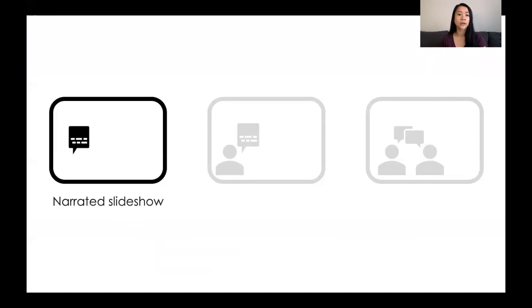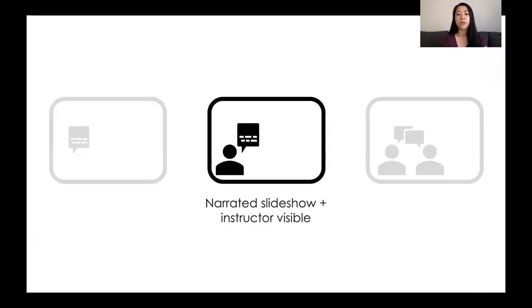So let's first talk about the three different formats of interest. So many instructional videos do not show the instructor. They show only the instructional content, and the instructor narrates these slides. Some videos include a picture-in-picture video of the instructor alongside the learning content shown on the slides.